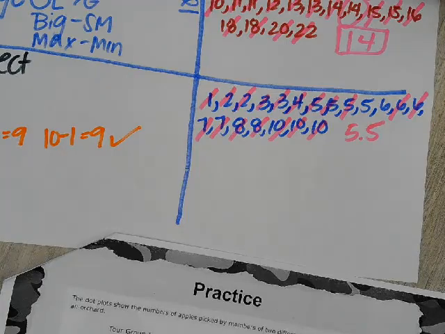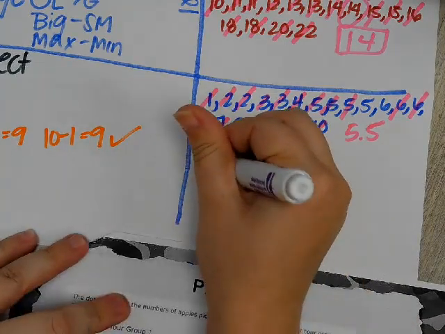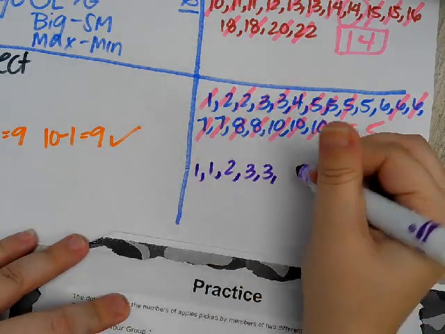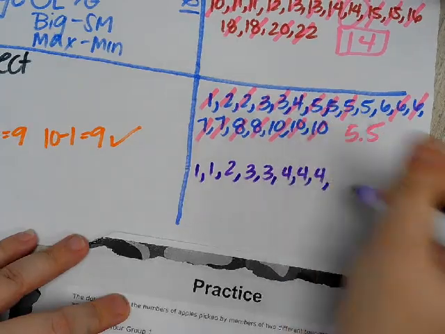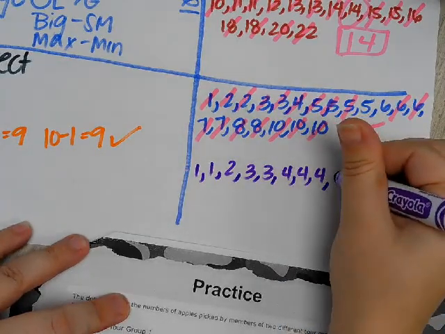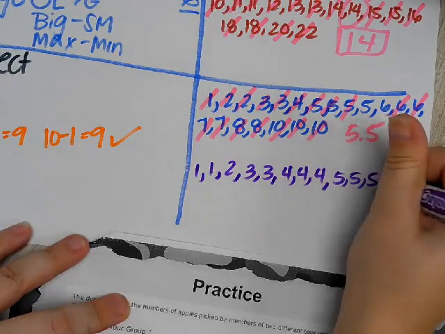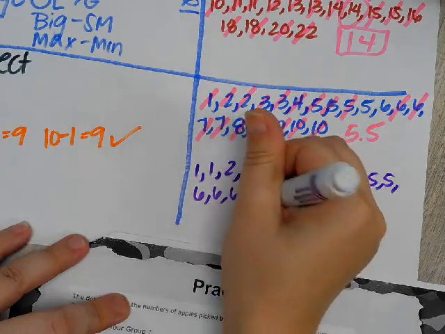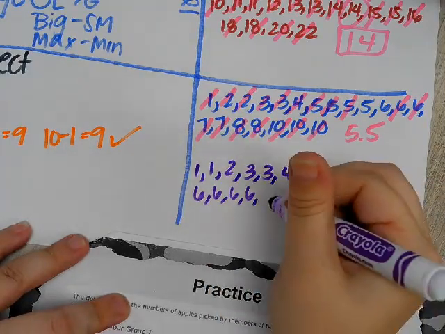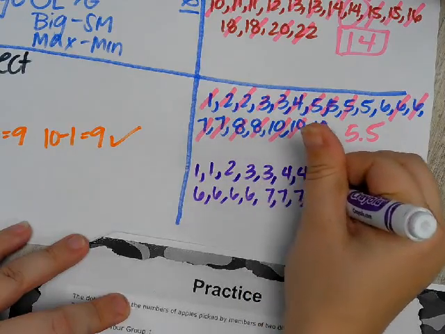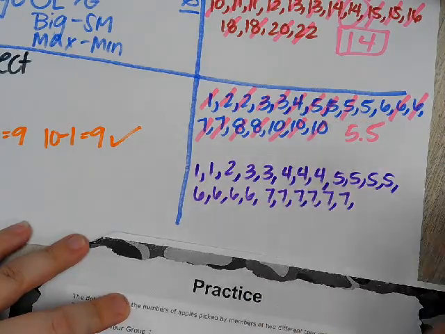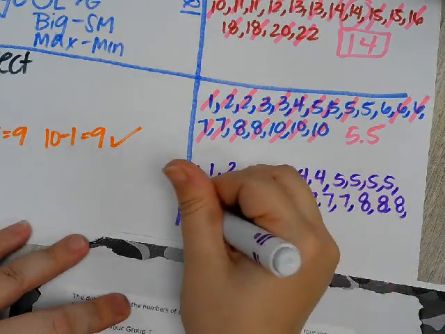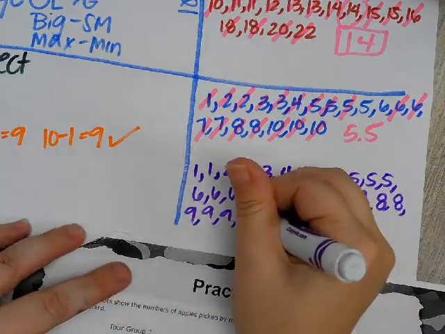Okay, so if I do my next one, that's 2 1s, 2 3s, 3 4s, 4 5s, 4 6s, 6 7s, 3 8s, 3 9s, 2 10s.